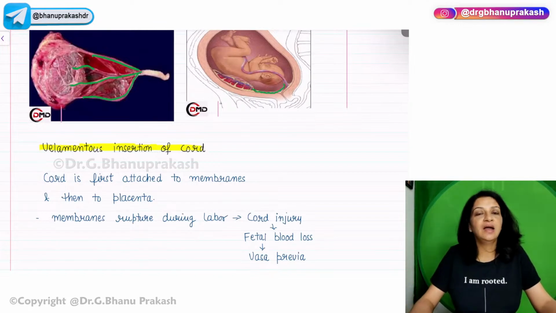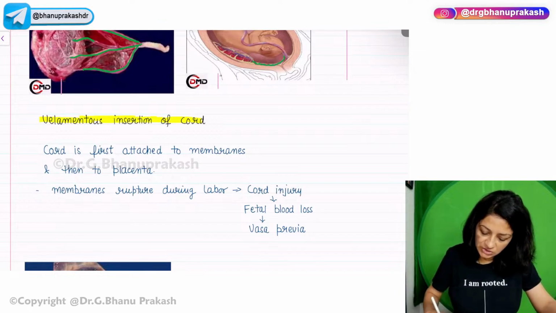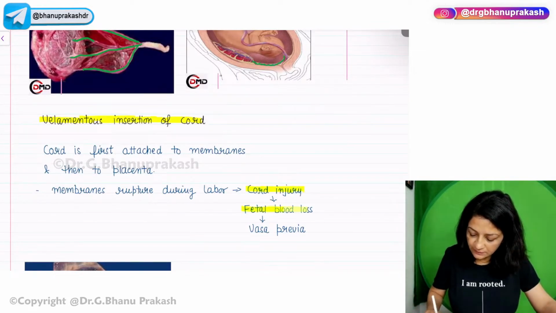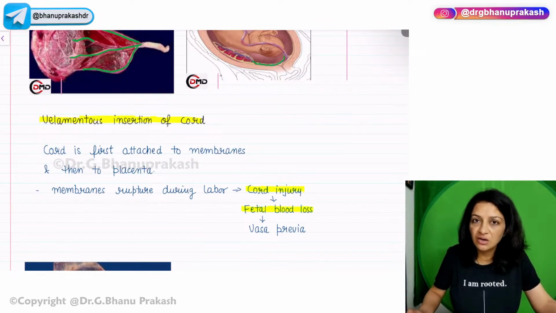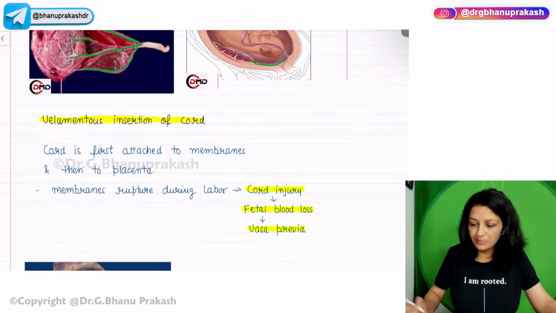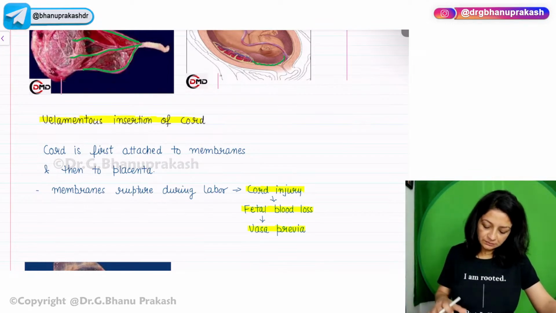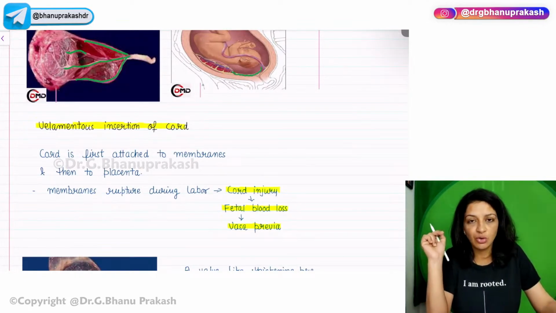At the time of labor, as soon as the membranes rupture, it will lead to cord injury and fetal loss. Cord injury will cause fetal blood loss and fetal distress, and this is called vasa previa. So this is called vasa previa. Vasa previa is found in which condition? Velamentous insertion of cord.